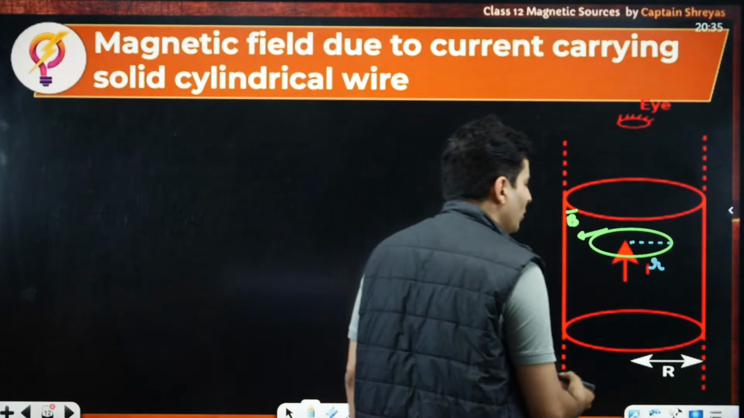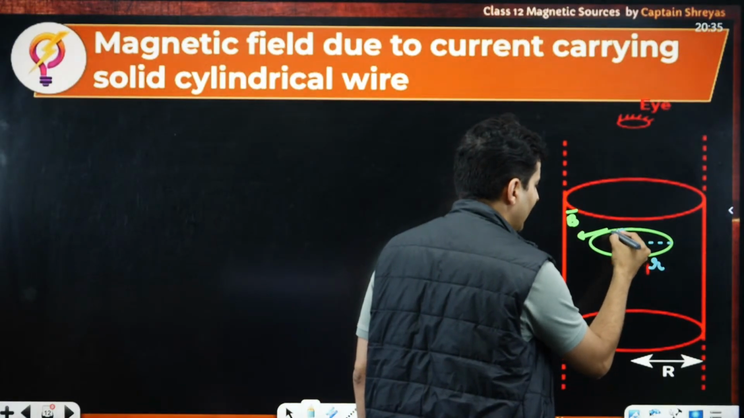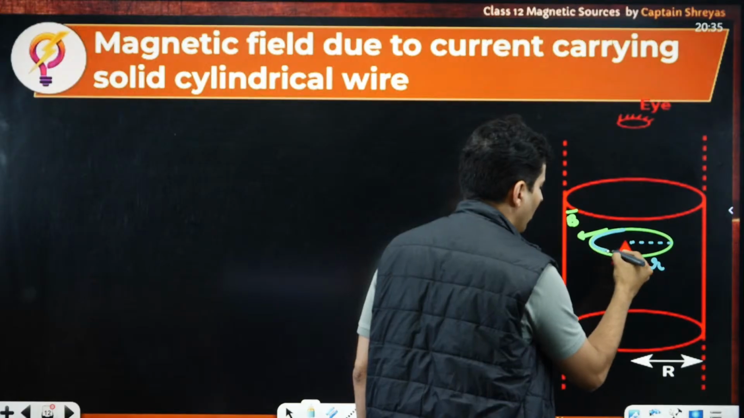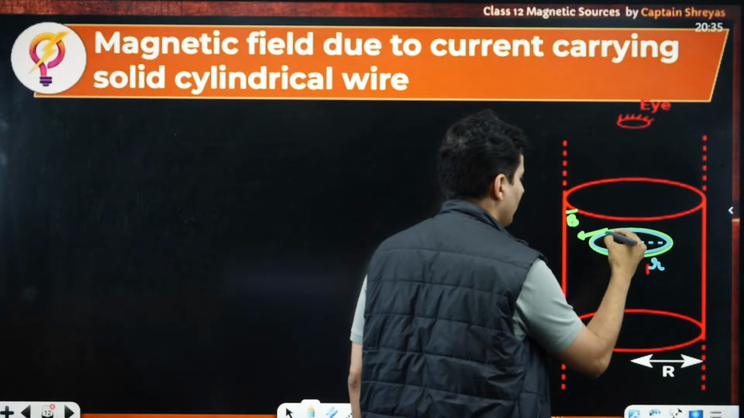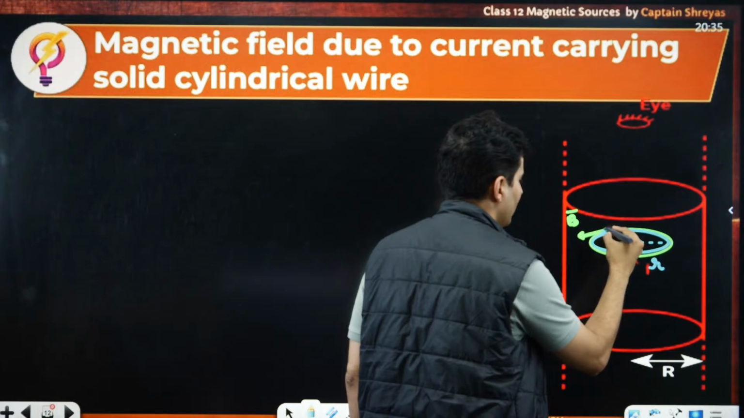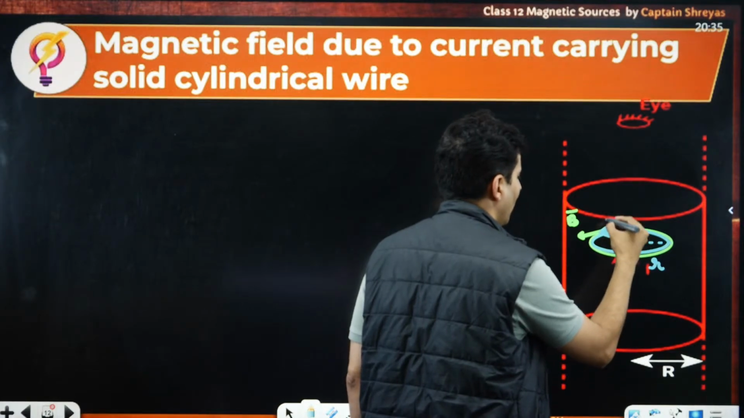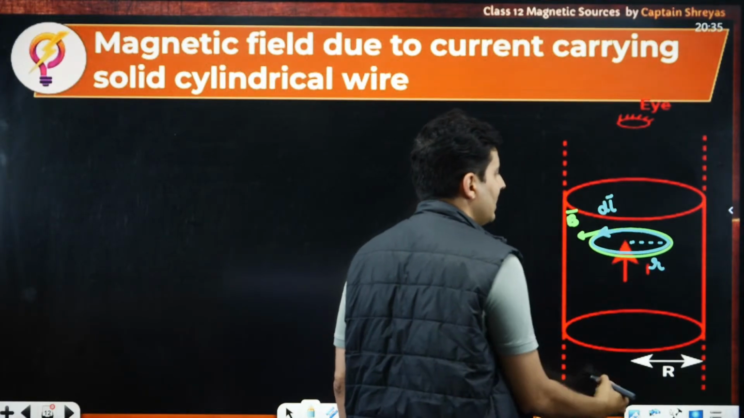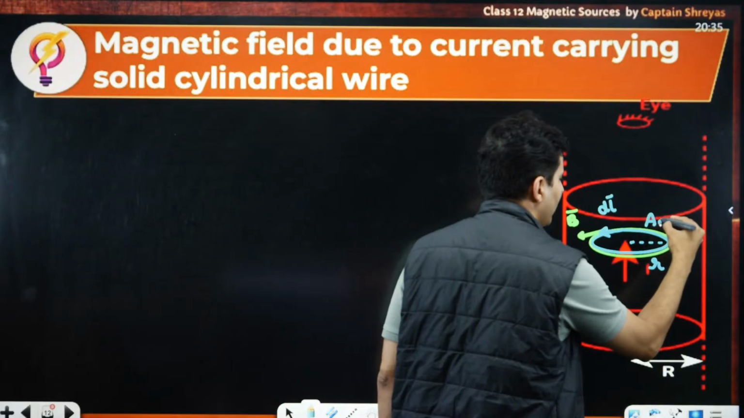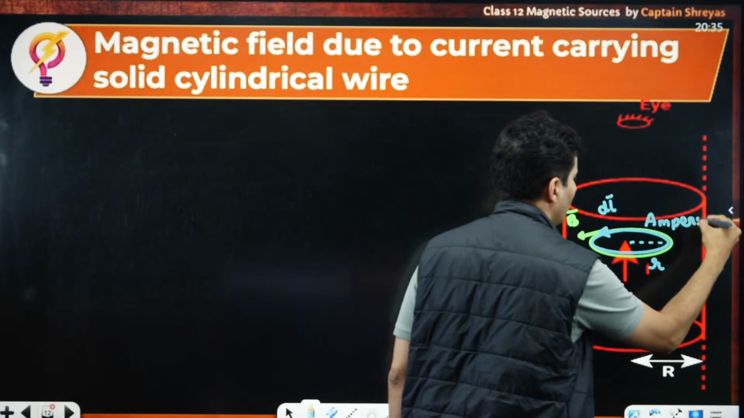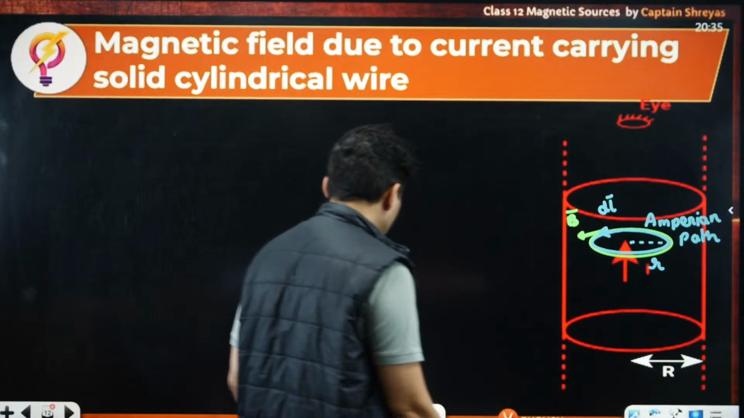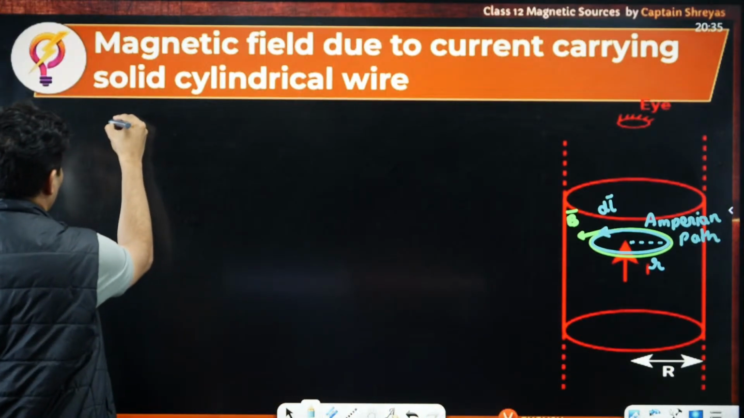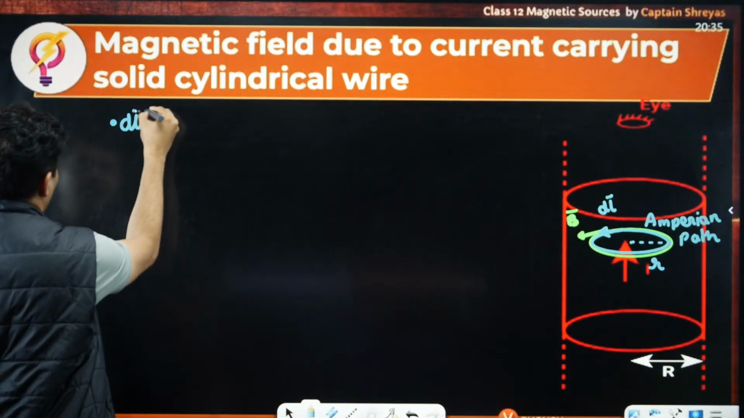I will do a smart move. I will travel exactly along the magnetic field line. So my dl vector will be exactly like this. So my Amperian path is along the loop. My Amperian path is exactly along the loop. Okay, so let's see what exactly will happen over here.